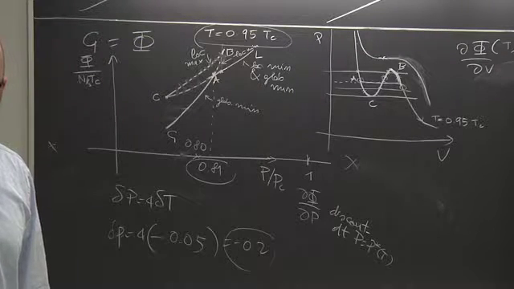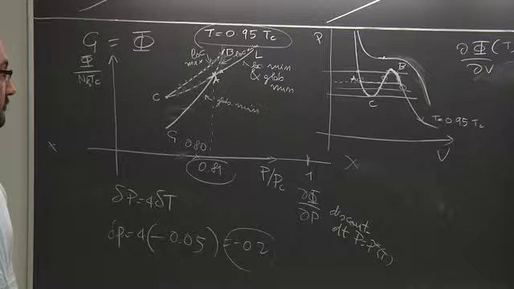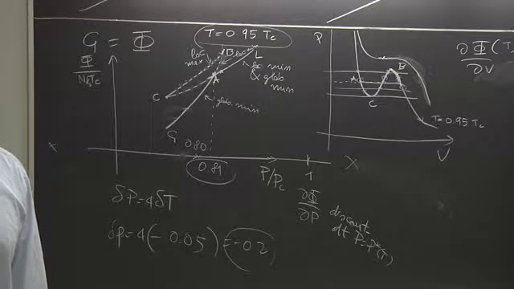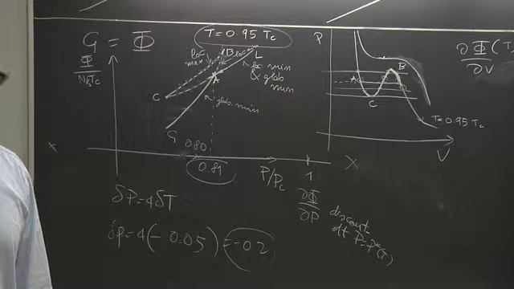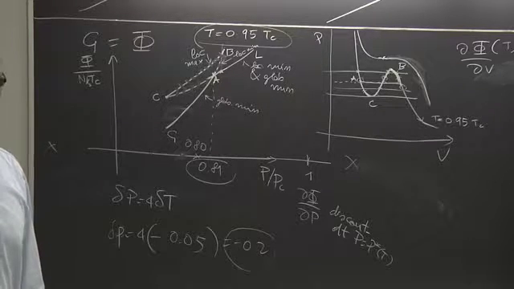Here, when we plot the Gibbs free energy versus P over PC, the answer is the curve which goes from C to B. Here we put it as if the free energy is like a single point.